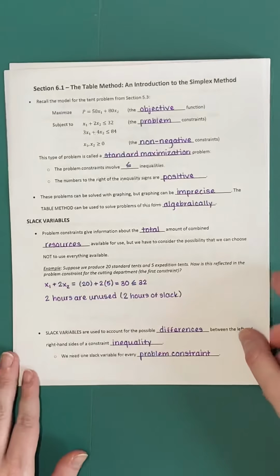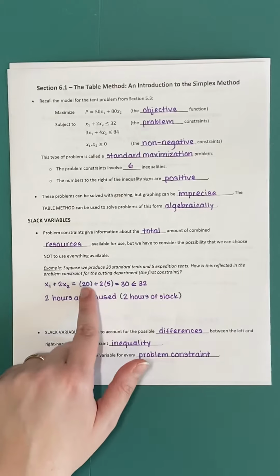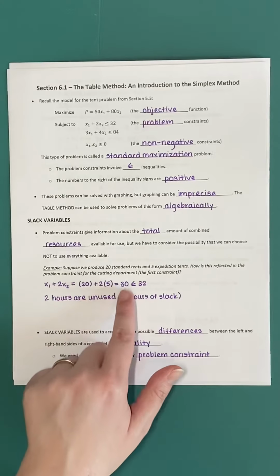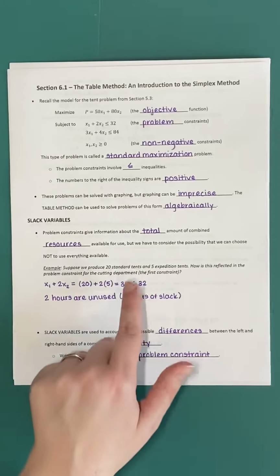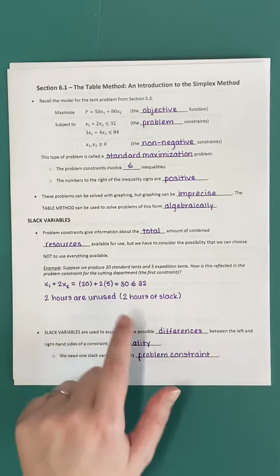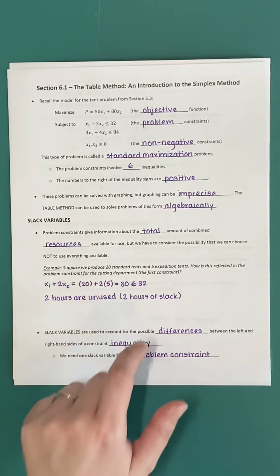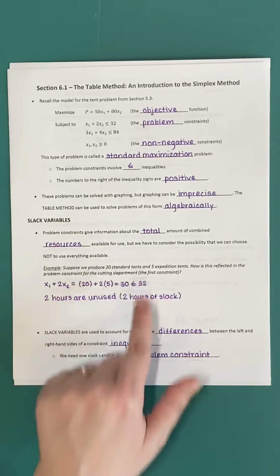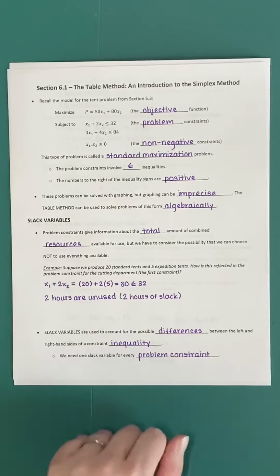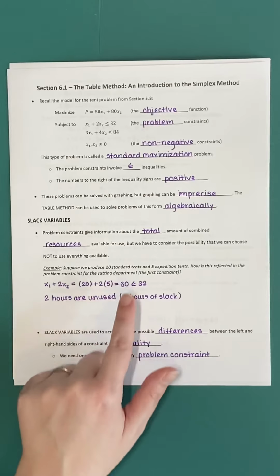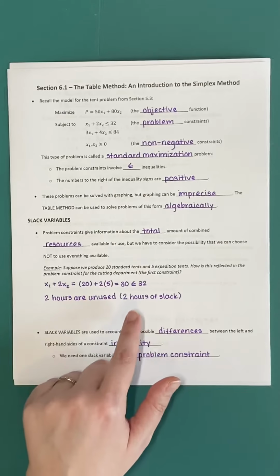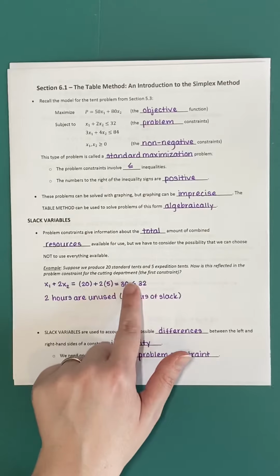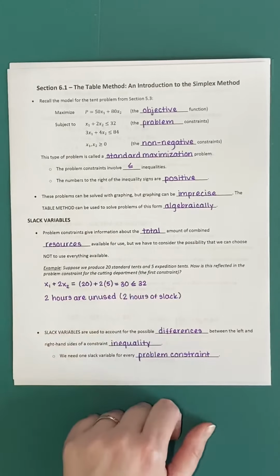Well, if you think about taking the 20 standard tenths and the 5 expedition tenths, we know that sums up to 30 hours. If we were to then add on those 2 hours of slack, again, accounting for the fact that we didn't use them, but we know that they're there, we know that automatically we would be equal to 32. We would be equal to the maximum. So the 30 hours we used is certainly less than the 32, but if somehow we added in those 2 hours we didn't use, then we know we'd be exactly equal to 32.